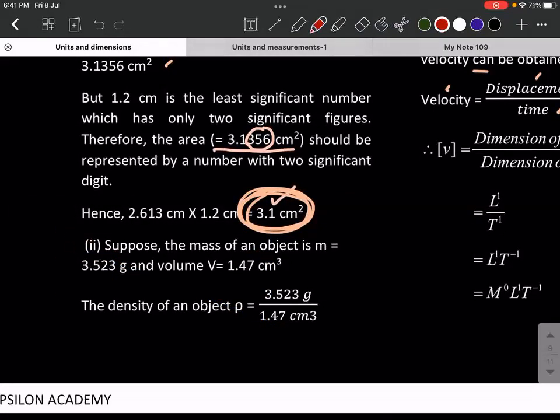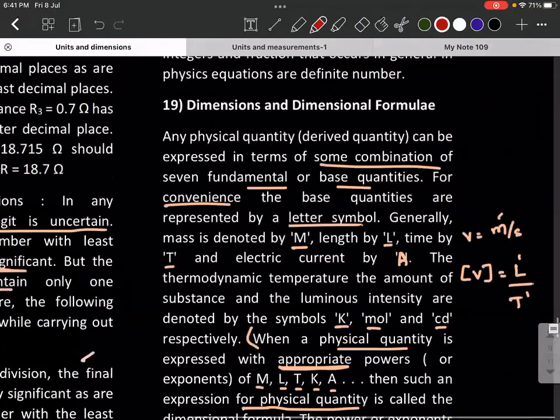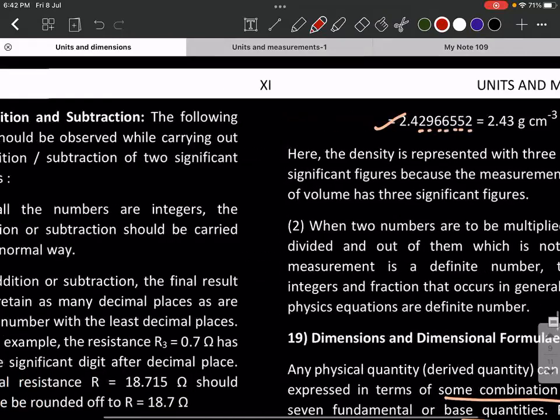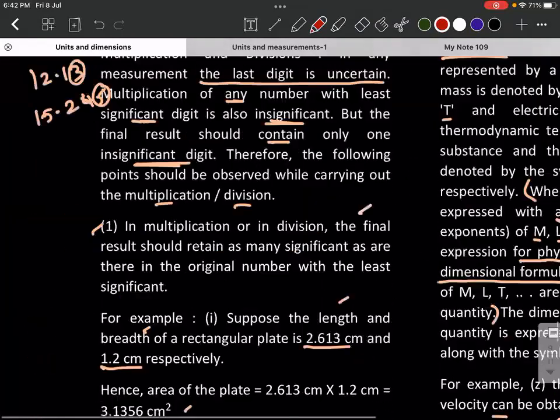Suppose you have the division of two physical quantities. For example, let's say the mass of an object is 3.523 gram and the volume is 1.47 centimeter cube. Suppose you want to find the density of that substance. What is the density? Mass by volume. So mass is 3.523 and the volume is 1.47. When you do this, you get the answer, for example, as 2.429665552. You have done it till this value, but I want to write only the rounded off answer.